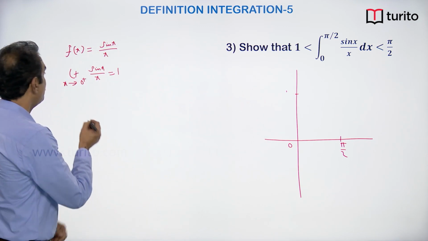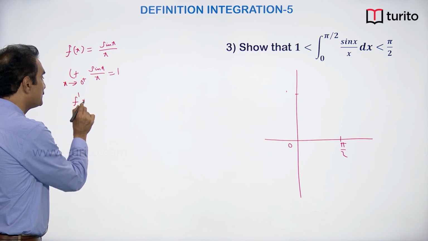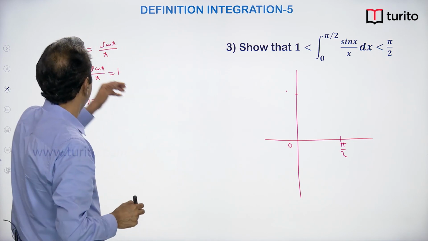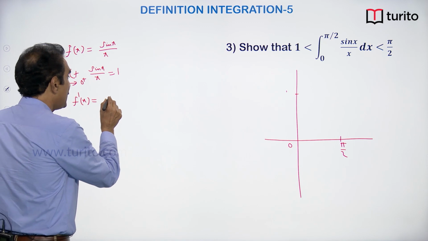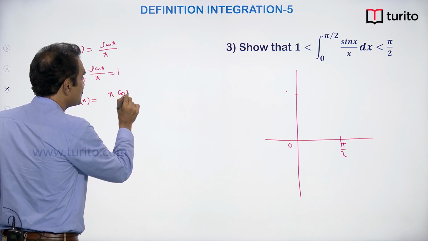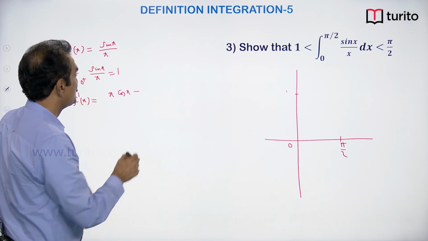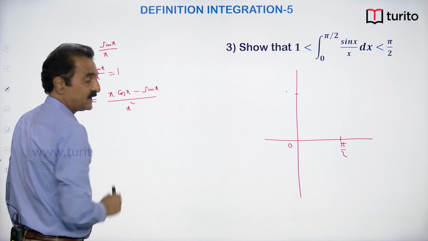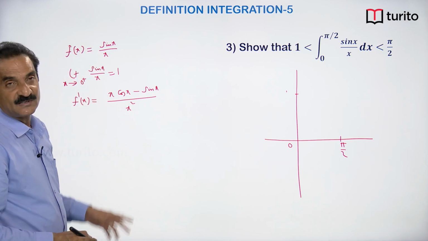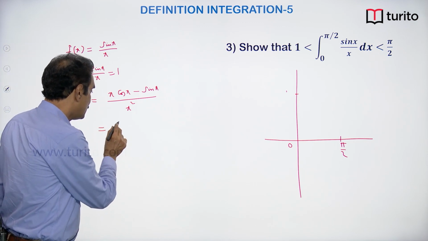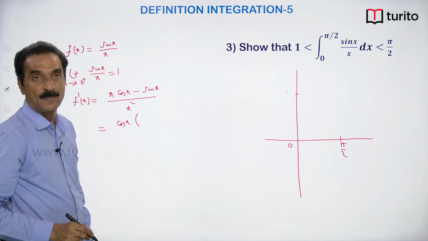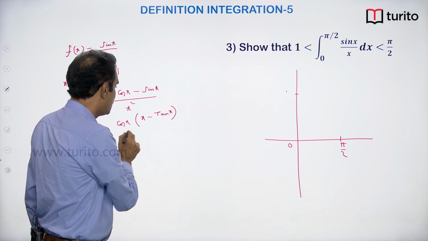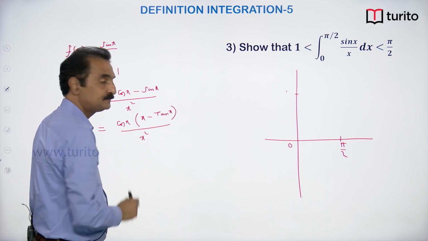To draw the remaining graph, we have to differentiate f of x and see whether it is increasing or decreasing. F dash x is equal to, derivative of u by v is u dash v, that is x cos x, minus u v dash, that is sin x, by v square. Now, taking cos x common, cos x into (x minus tan x) by x square.